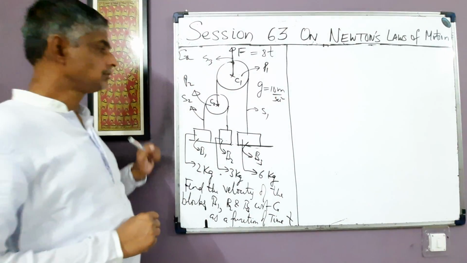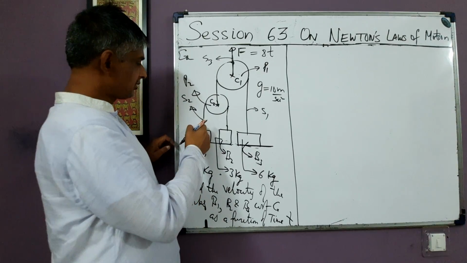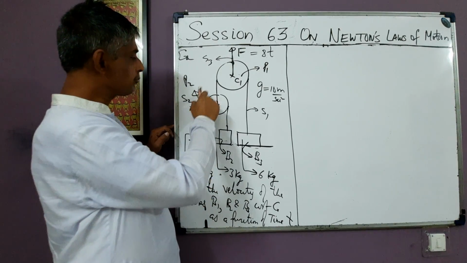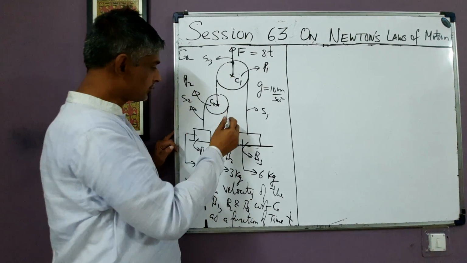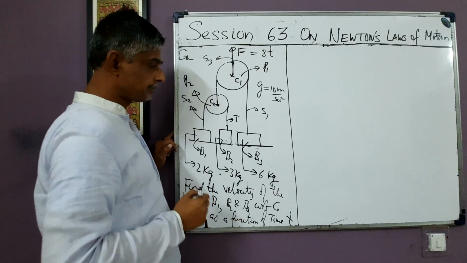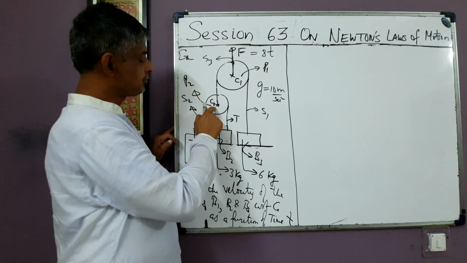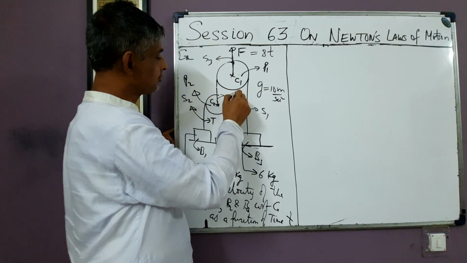So now where do we start the problem from? See, this string S2 is massless and there is no friction between string S2 and pulley P2 in contact. So at a given instant, tension at all points of S2 is same, say T. Here also it is T. Now this pulley P2 is massless, so tension at this point of the string will be 2T.